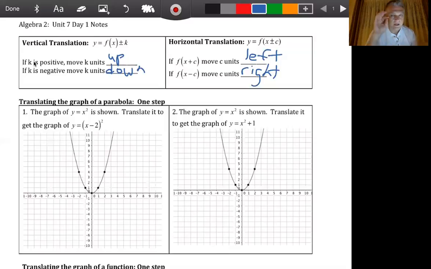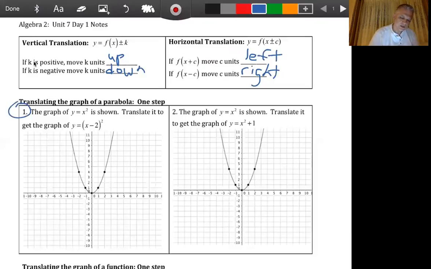Again, if you don't care about the y, or if that messes you up a little bit, that's fine. Just remember, x plus c moves left c units. X minus c moves right c units. The y goes up and down like you think it would. Plus means up, minus goes down. All right, so let's look at a couple of questions here.